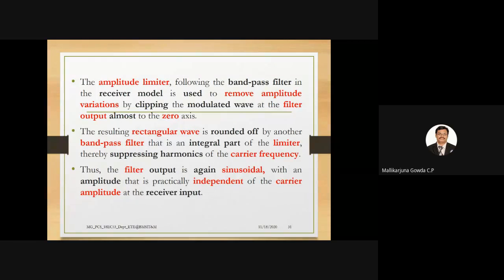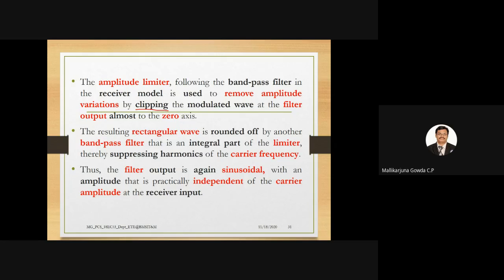We call it an amplitude limiter, right? What it will do is remove the amplitude variations. If there are any amplitude variations in the received signal, they will be removed by this limiter. How does it remove the amplitude variations? By doing the clipping operation. I hope you have studied clipper circuits, right? Clippers are nothing but the limiters, amplitude limiters. So you should be able to apply that knowledge here.